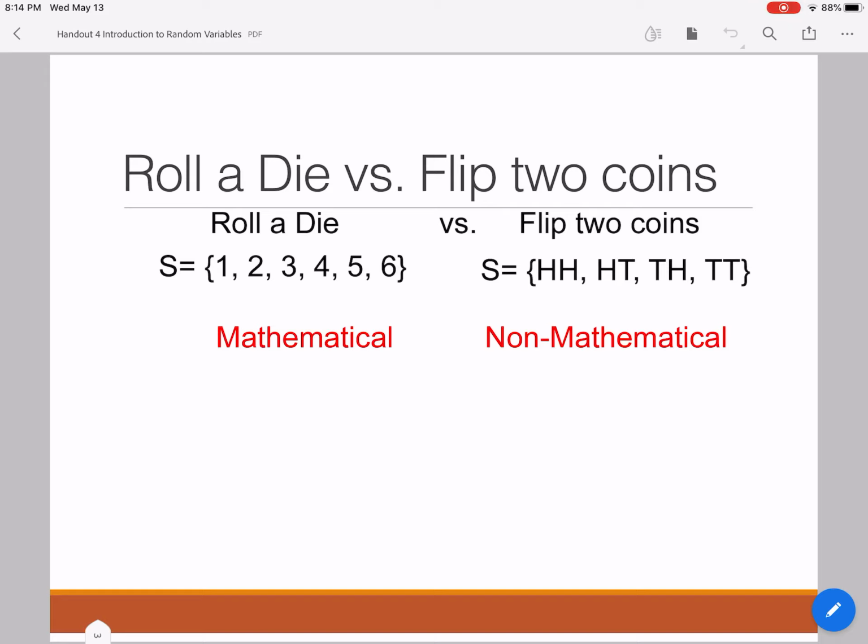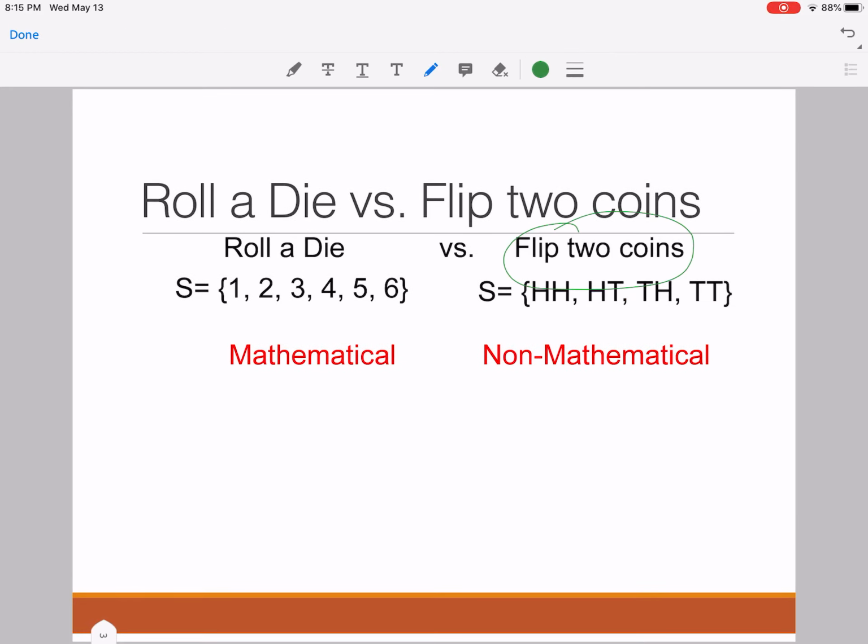The rolling a die experiment has a mathematical sample space, meaning that the outcomes are already assigned numbers. So such a sample space is easy to analyze using a computer. Whereas flipping two coins, we have heads, heads, heads, tails, tails, heads, and tails, tails. Those outcomes in the sample space of the flipping two coins experiment are non-mathematical, and therefore computers will have some challenge analyzing such an experiment. So an obvious solution here, if you would like to model this experiment using a computer, is to assign some meaningful numbers to the outcomes of the sample space.